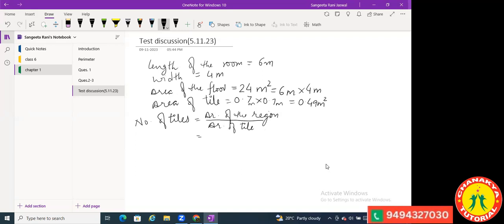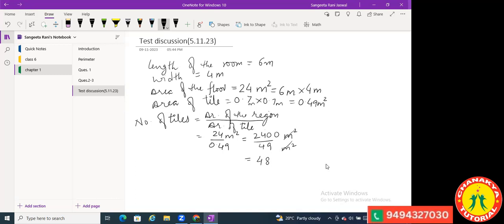So area of the region was 24 meters square and area of tile is 0.49. So if we remove the decimal place from here, what do we get? 2400 by 49. Meter square and meter square we have here. So these both will cancel. So when we write number of tiles, it will be in number form. Okay, so when we multiply 2400 by 49, we get 48. You understood how did we get this?